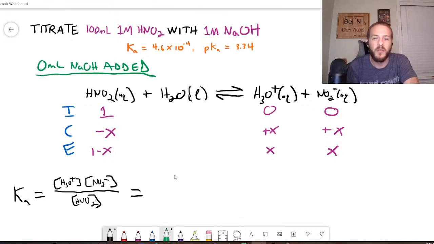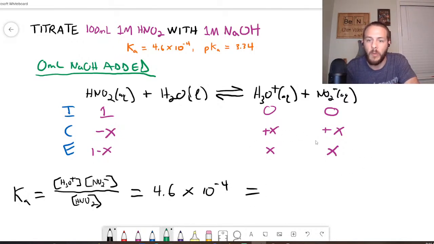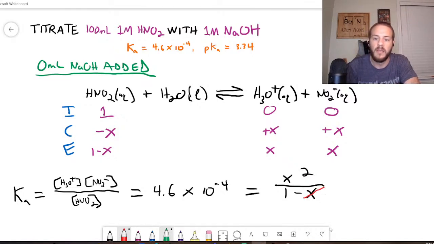All right. So the numerical value of Ka, which was given to us in the beginning, is 4.6 times 10 to the minus 4. And now if we use these equilibrium concentrations in terms of x, we can build this equation. The products H3O plus and NO2 minus are x and x, so I'll rewrite that as x squared. And for the reactant HNO2, that's 1 minus x. I'm going to assume the x is small approximation is valid, so I'm going to ignore the x in this term and cross it out.